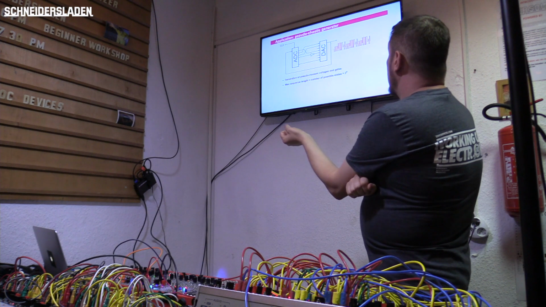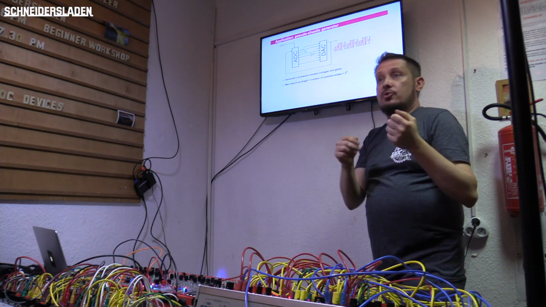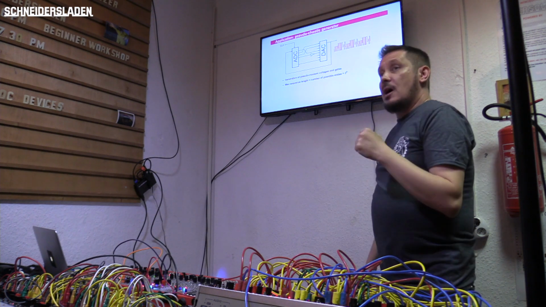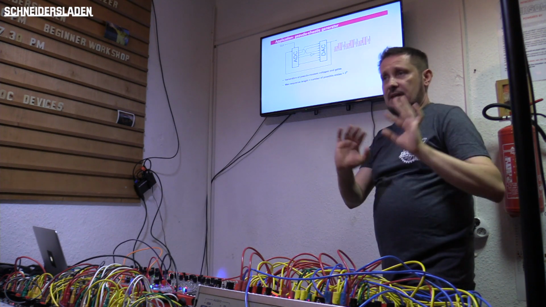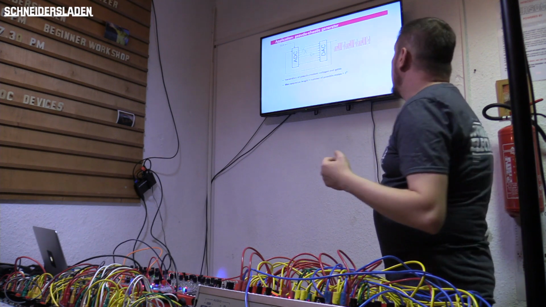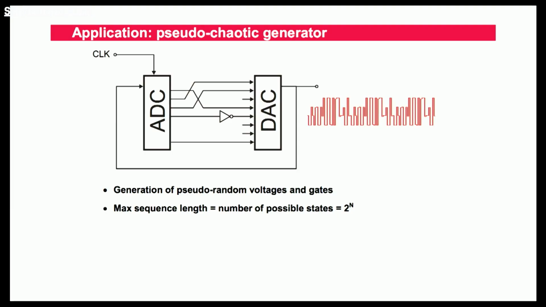So this chaotic or pseudo-chaotic device will produce sequences which are seemingly chaotic, but actually they will be repeating, and the repeating is due to the limited number of combinations that can be produced. Again, 2 to the power of n.